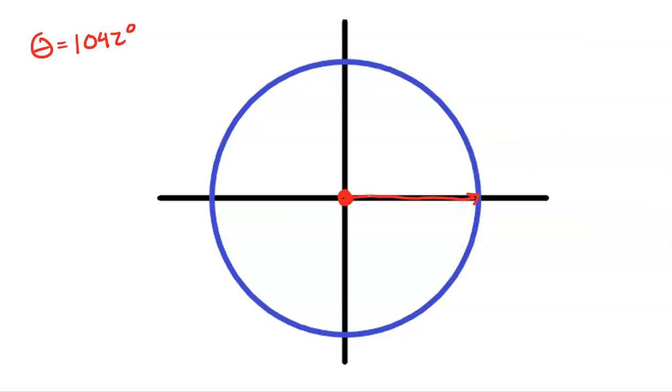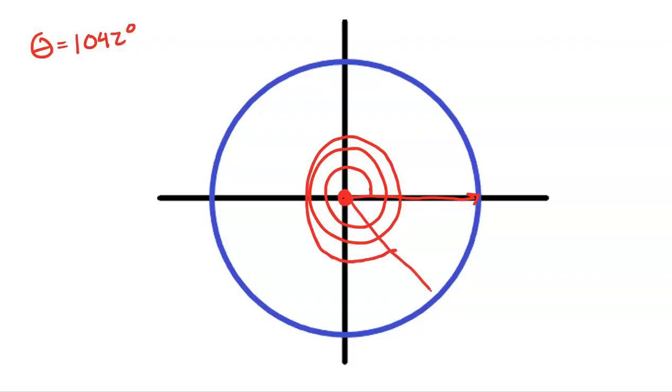So let's see here. It's positive, so I've got to go counterclockwise. There's 360, that's 1 full circle. There's 720, that's 2 full circles. And I've got to go another 322, that's going to land me somewhere around here. As long as you're in the right quadrant, I'm happy. So there is 1,042 degrees.